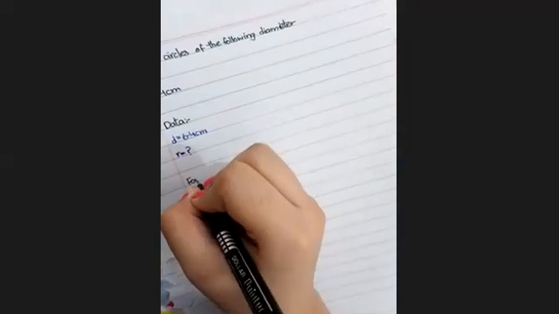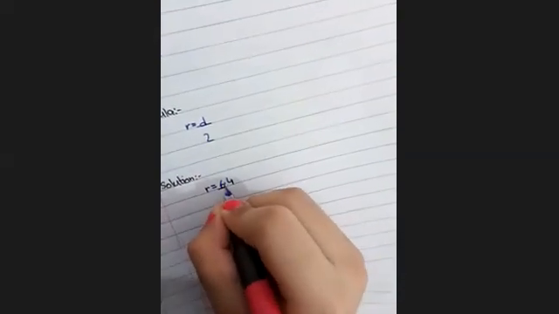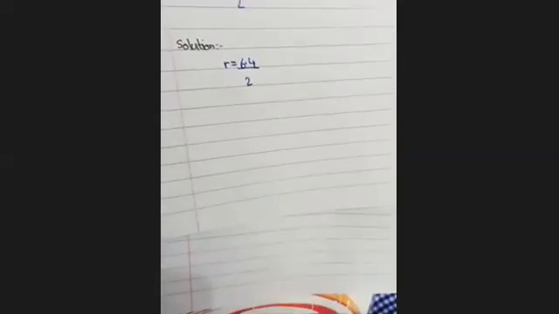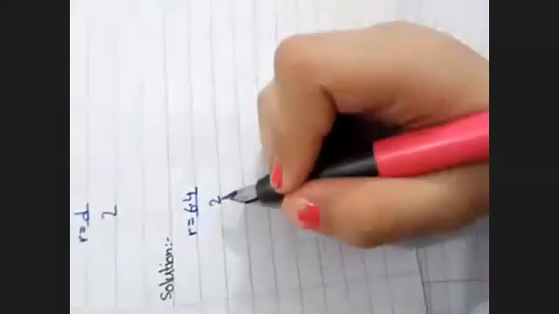Now write down formula. What is the formula to find out radius? R is equals to D upon 2. Now solution heading. Put the value of diameter in the above formula. 6.4 centimeter upon 2. Now, just cancel it, or you can divide it in the working column. It's up to you.